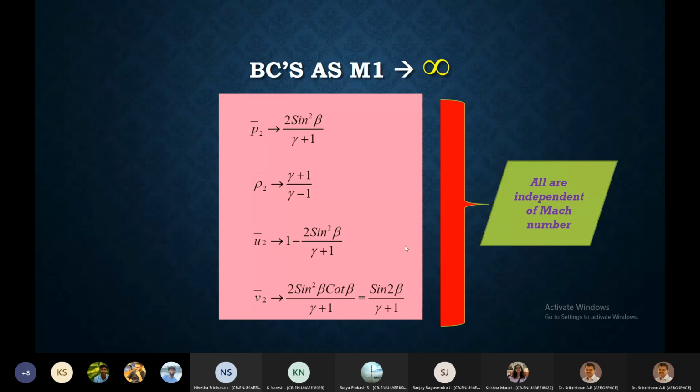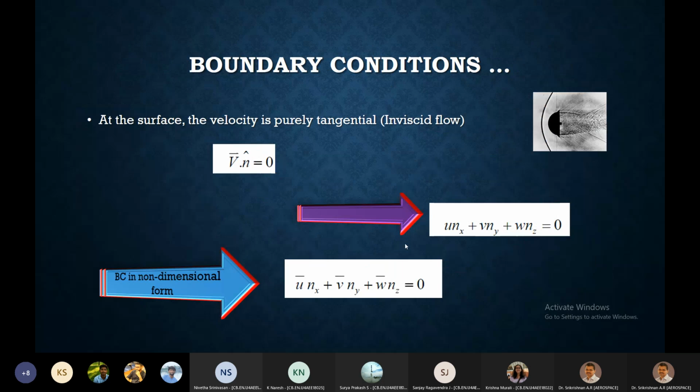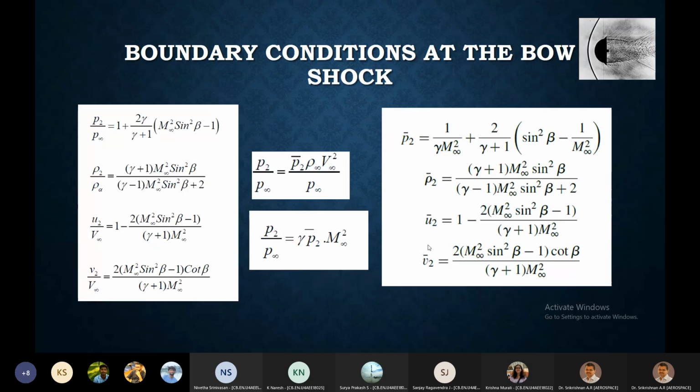And similarly on the wall also, we have seen, we looked at the velocity conditions, the tangential condition of velocity, that is the lack of normal component, because we are considering inviscid flow. This means that the boundary conditions along the wall can also be expressed as independent of Mach number.